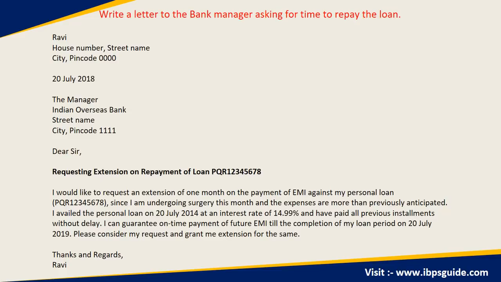Okay, after that he's giving you details about the loan that he is talking about. He's telling you when he availed the loan and the interest rate he availed it for. And he's telling you that he's paid all previous installments without delay. And he's saying this to gain trust, right? Because he wants to tell you that this is the first time he's asking for an extension. So then he again says, I can guarantee on-time payment of future EMI.